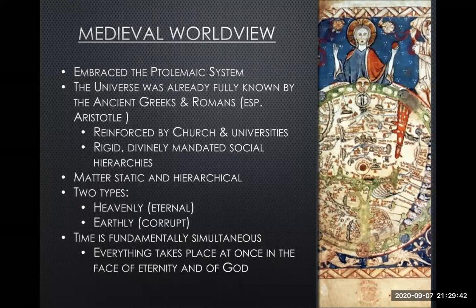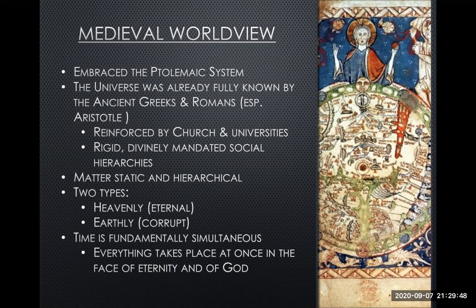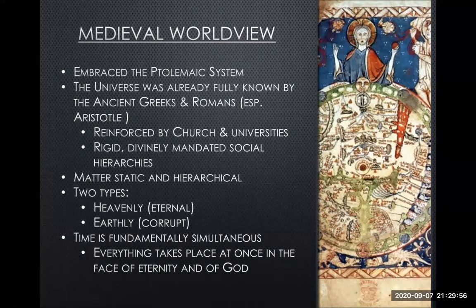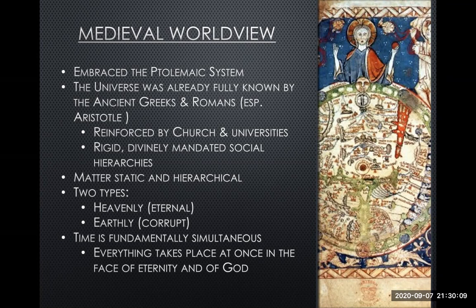However, we do see Ptolemy's ideas in general helping to shape the medieval worldview. We talked a little bit about this already, but medieval thinkers and scholars embraced the Ptolemaic system. They embraced the idea that the universe was already fully known by the ancient Greeks and Romans, especially Aristotle, or at least what they knew of him. This was reinforced by the church and by universities. We also see the development of rigid, divinely mandated social hierarchies. There was the idea that the social hierarchies on earth would match those in heaven. They're a reflection of these divine hierarchies, and they're eternal, right?